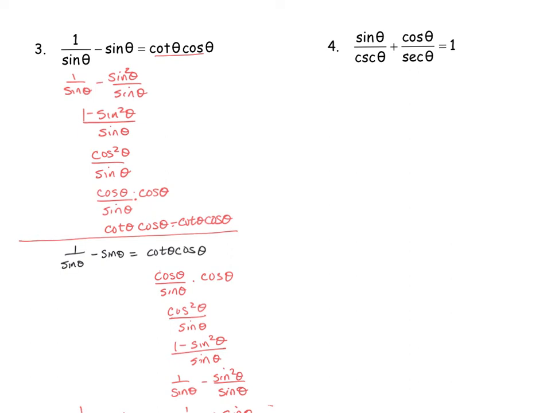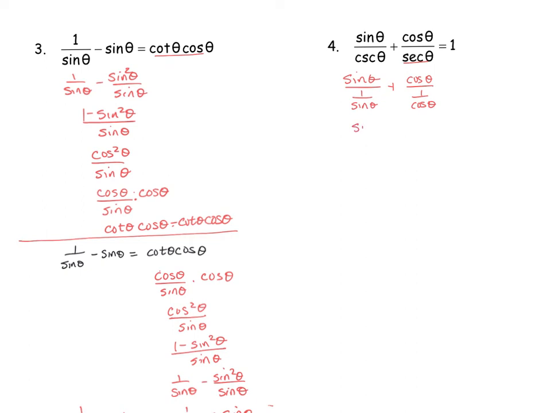So number 4, we have sine over cosecant plus cosine over secant. I'm going to work the left side, obviously. Sine of theta over 1 over the sine of theta plus cosine of theta over 1 over the cosine of theta, because secant equals 1 over the cosine of theta, and cosecant is 1 over the sine of theta. So I just replace those reciprocal identities.